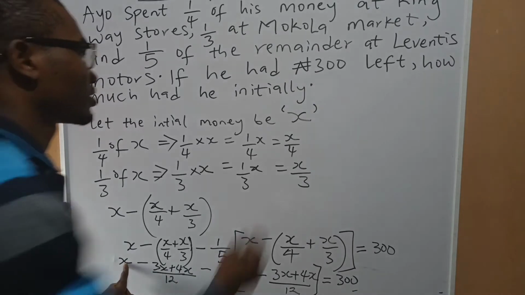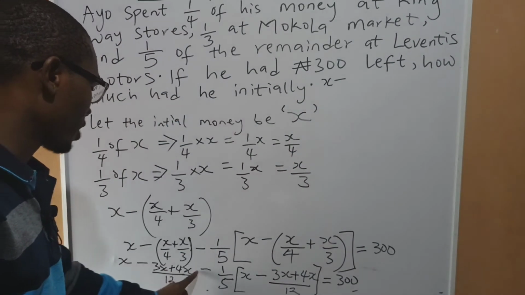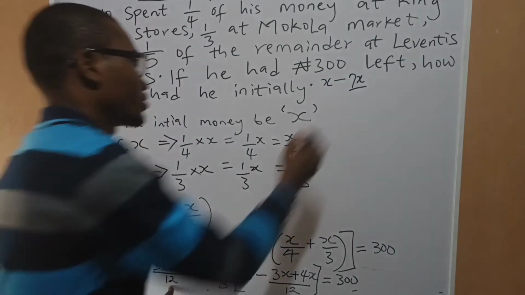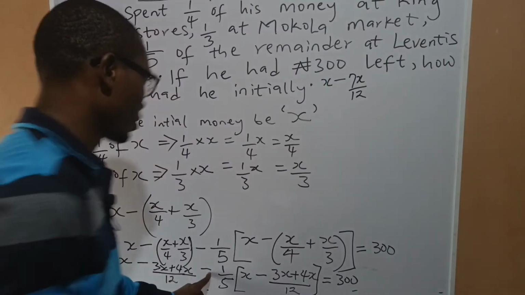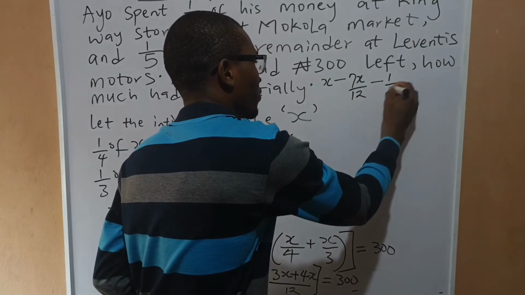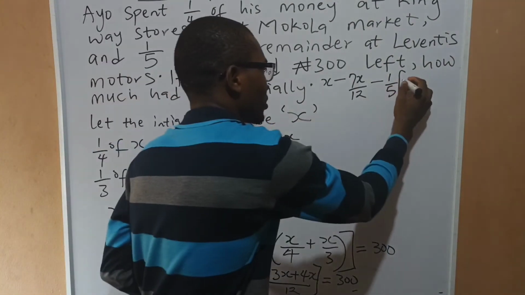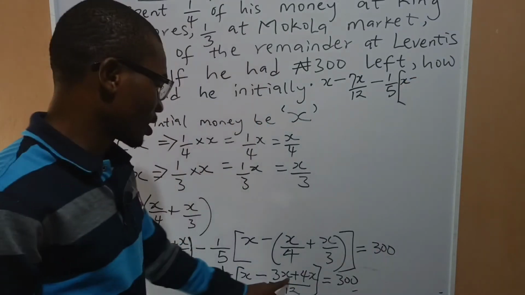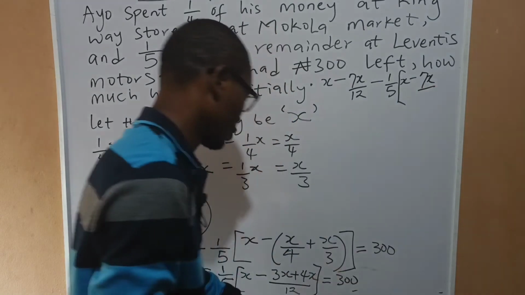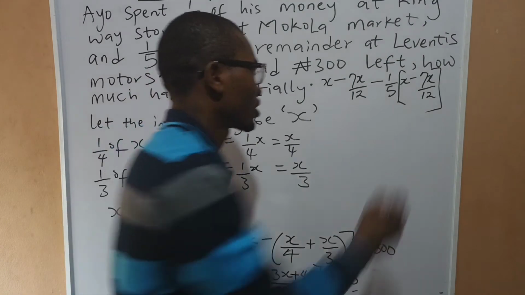We have x minus 3x plus 4x will give us 7x, and that is 7x all over 12. Then minus, then we have 1 over 5, and that is all in brackets. We have x minus 3x plus 4x is 7x. So we have 7x all over 12. We close our brackets, and that is equal to 300.